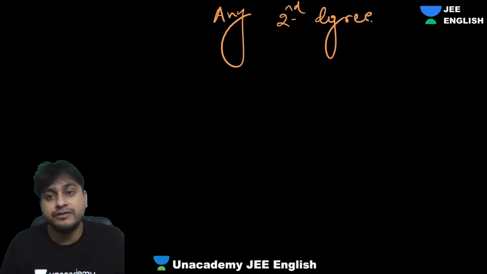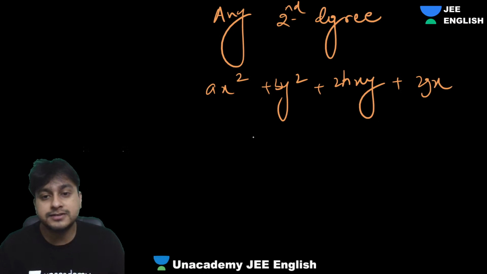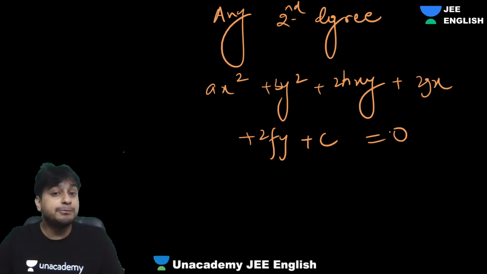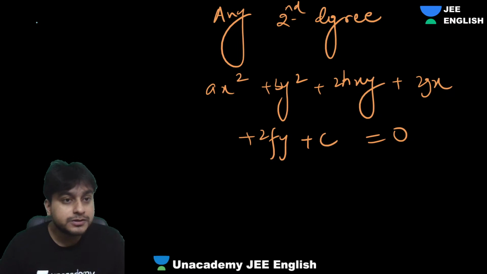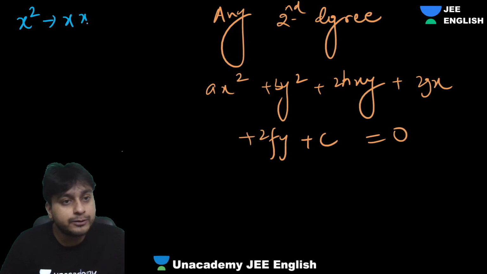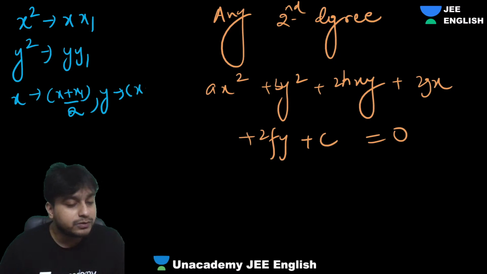Try to get the relation between things. So guys, suppose somebody says ax square plus by square plus 2hxy plus 2gx plus 2fy plus c equals 0, that can be a hyperbola, parabola, ellipse, anything. If somebody says get the tangent equation, what we will do? x square will be changed to x into x1, y square will be changed to y into y1, x will be changed with (x plus x1) by 2, and y will be changed with (y plus y1) by 2.